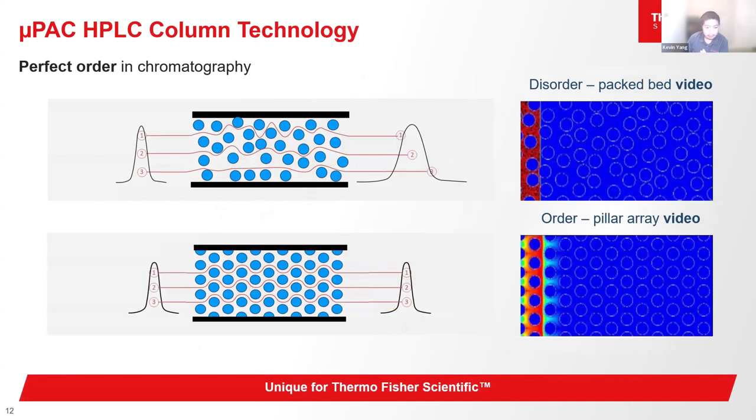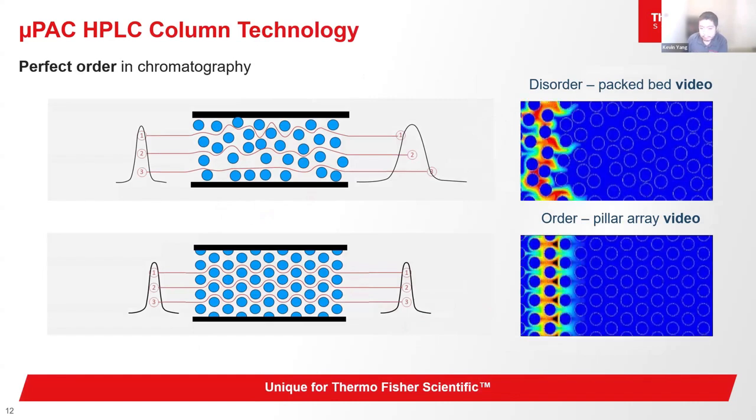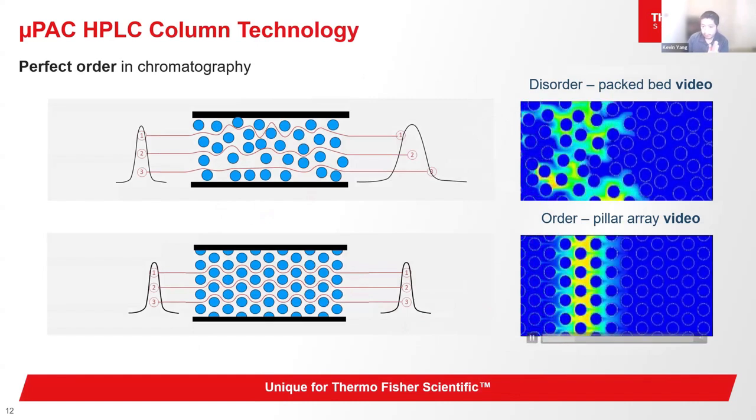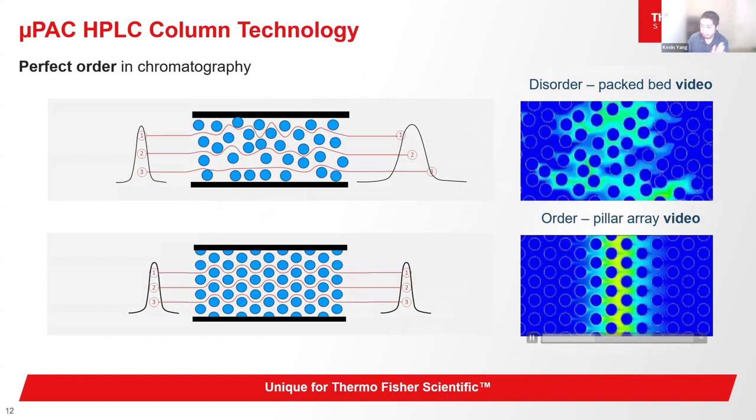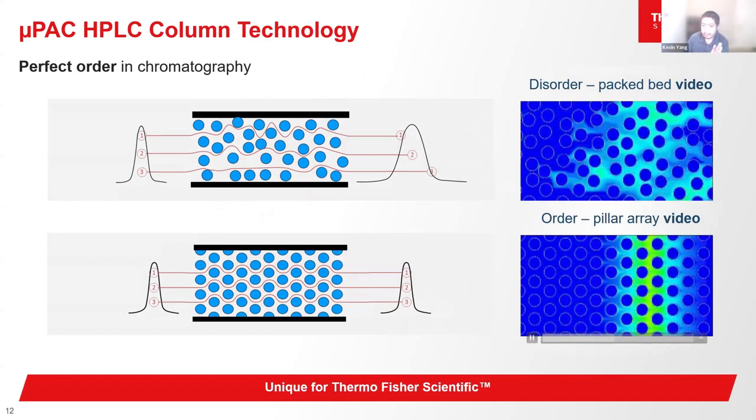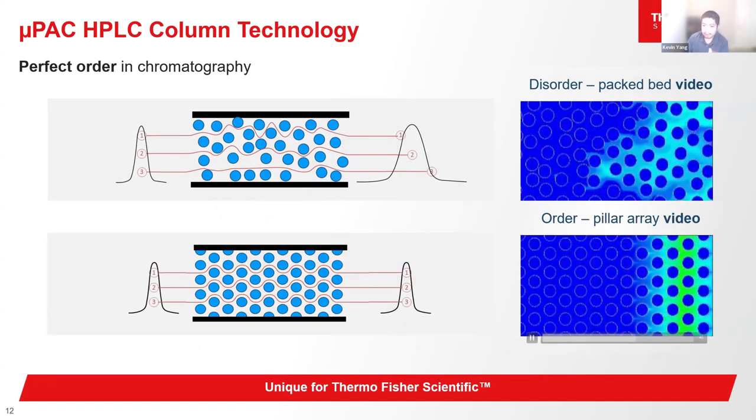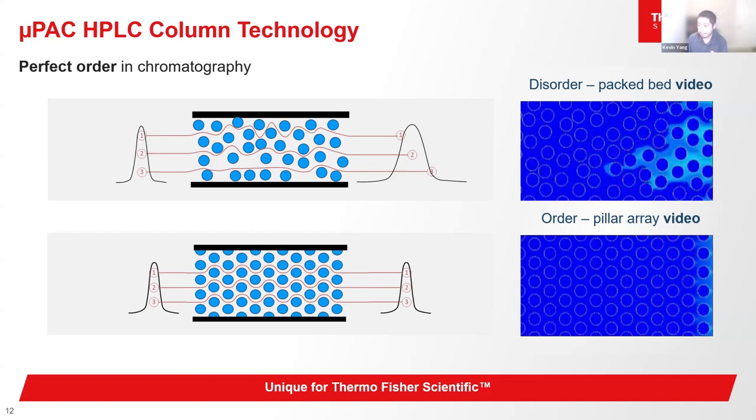What does that mean? So if you look at this, it means that your analytes will migrate, will go through the column very consistently, and that gives you better sensitivity because you have a very narrow peak and thereby a very wide dynamic range for better quantitation.